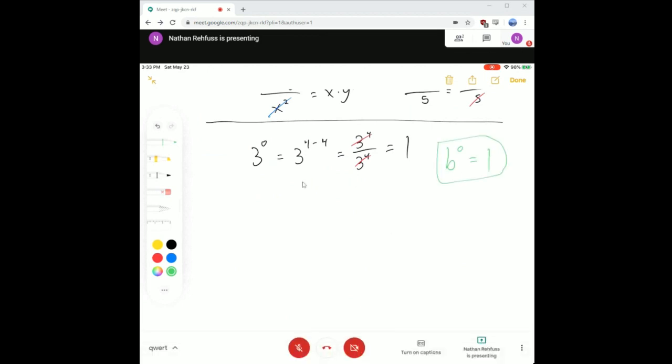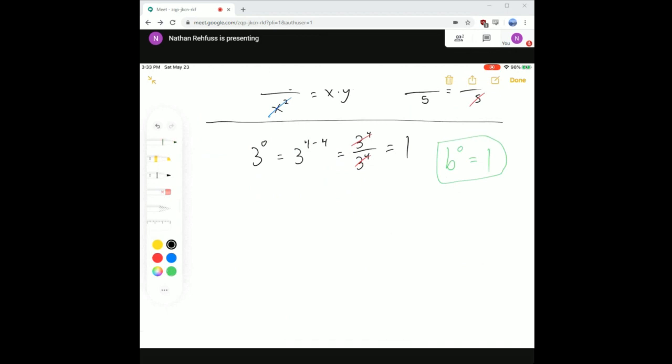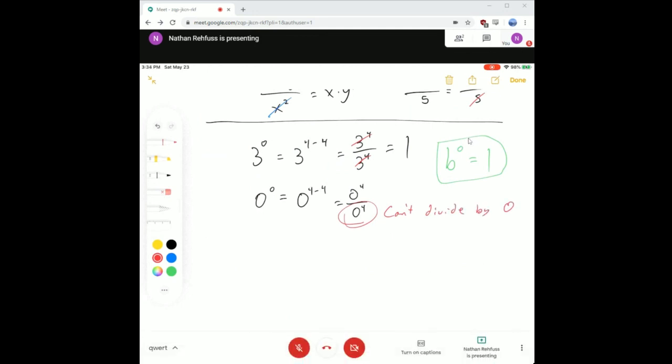But I have to be careful. This argument, unlike the others, does depend on something special about 3. Not very special. It would work with 2. 2 to the 4th over 2 to the 4th is 1. 5 to the 4th over 5 to the 4th is 1. But where it doesn't work is 0. If I try to write 0 to the 0 as 0 to the 4 minus 4, that's 0 to the 4th over 0 to the 4th. I'm in trouble because we can't divide by 0. So any other number to the 0 power is 1.